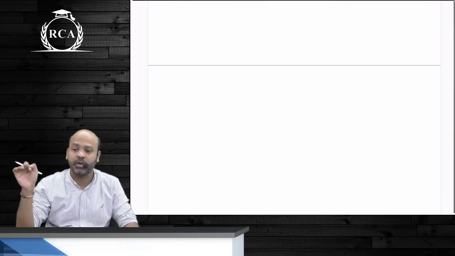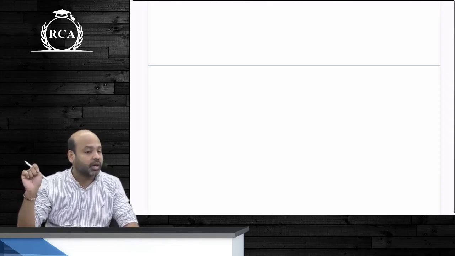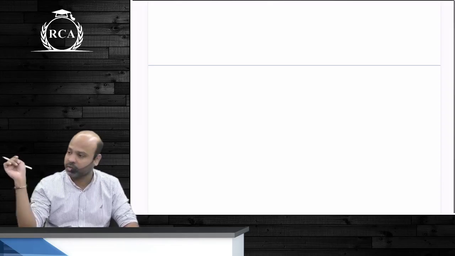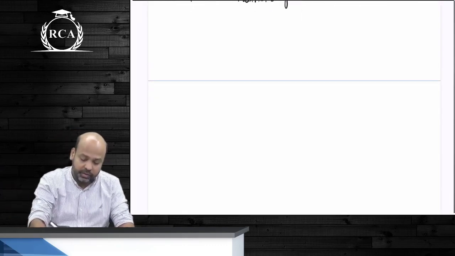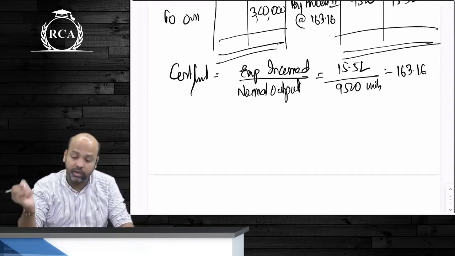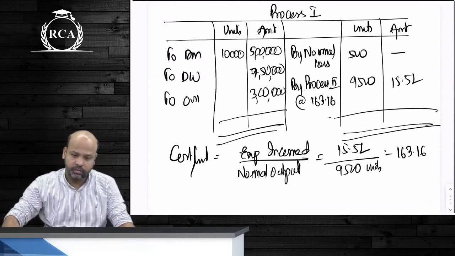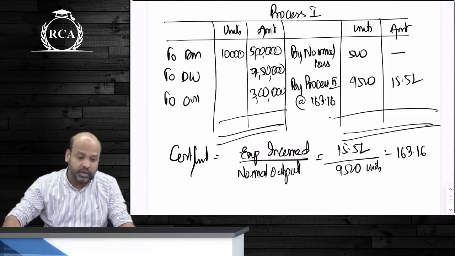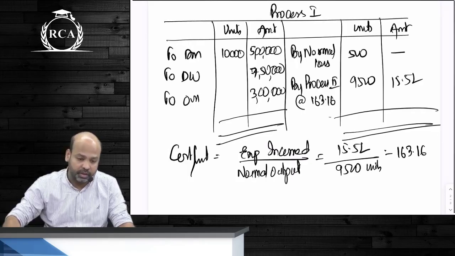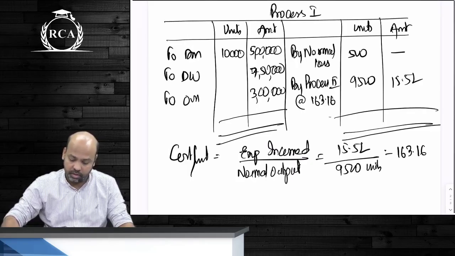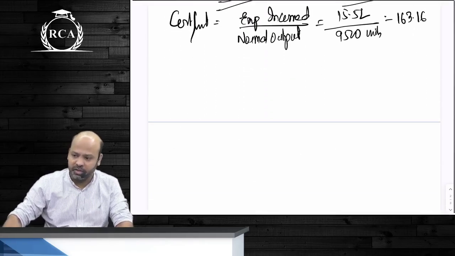What you will do, beta, is you will reduce the total amount from the cost incurred, and the balance cost will be allocated to all the main products that are being manufactured. Are we clear about this? So let's say, guys, scrap value is 9,500 into 160, 15 lakhs 20,000 minus 15 lakh 50,000, that is 30,000, divided by 500. 60. Scrap value 60 rupees per unit, guys.